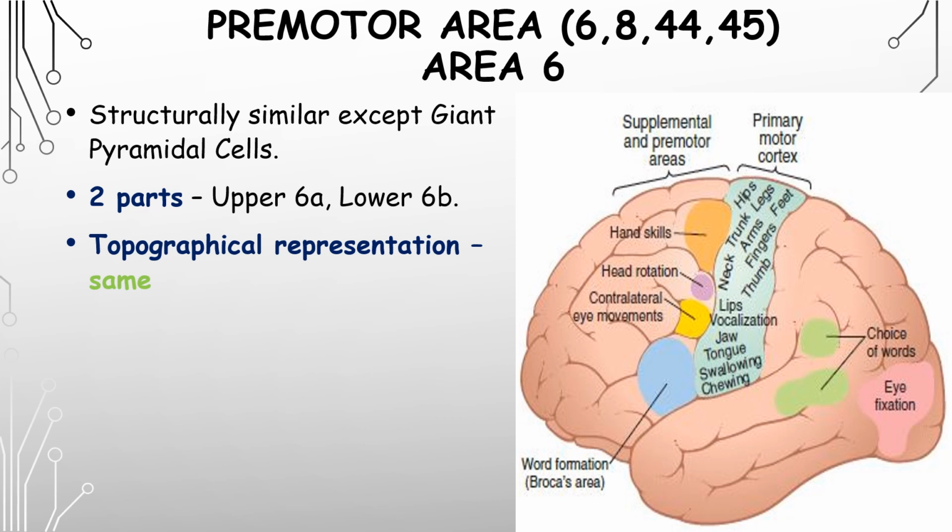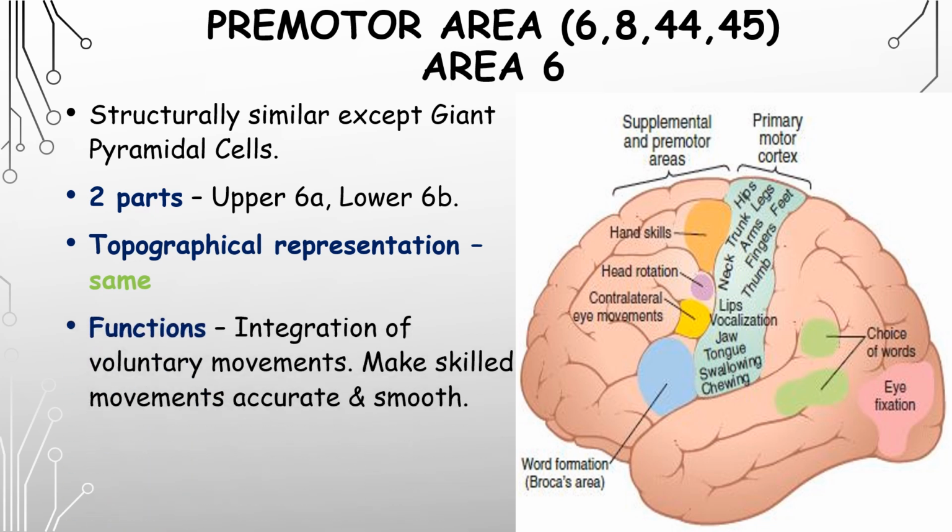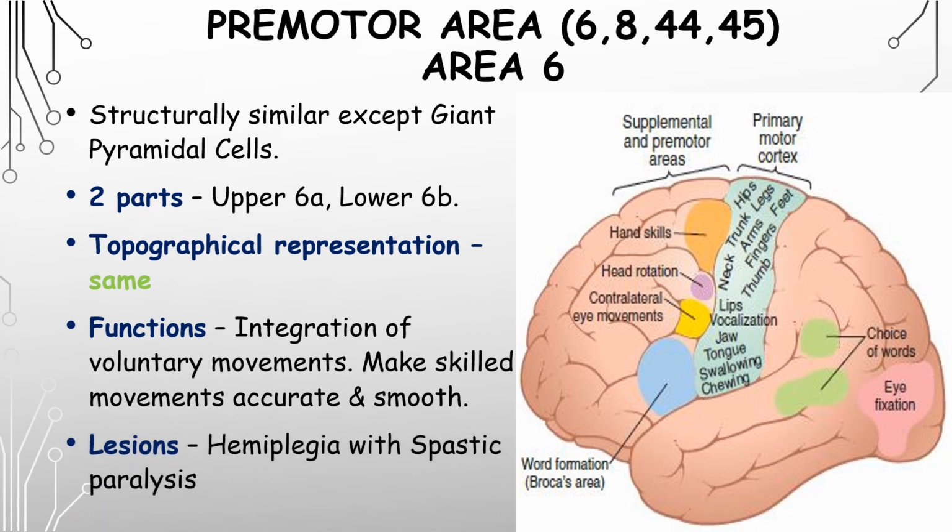The topographical representation is the same as in area 4. The function is the integration of voluntary movements, and it also makes skilled movements more accurate and smooth. Lesion of area 6 causes hemiplegia with spastic paralysis.